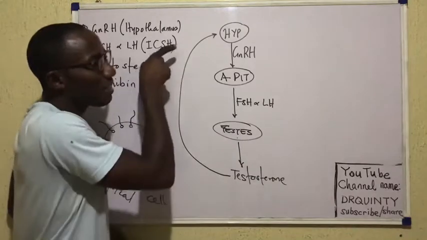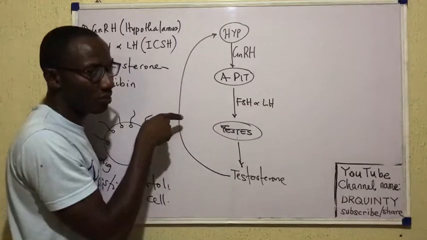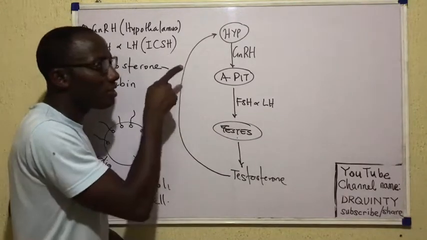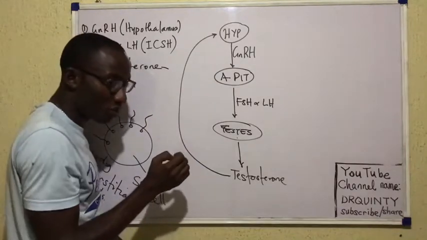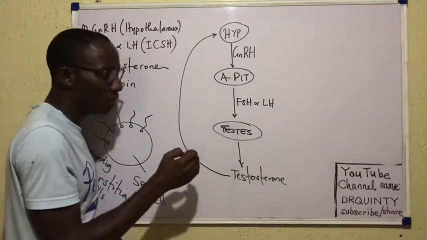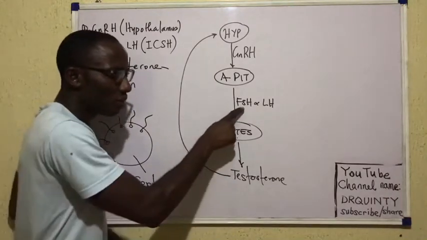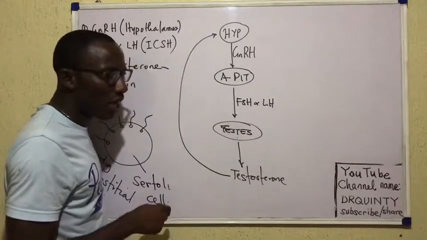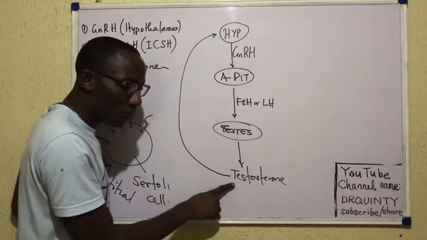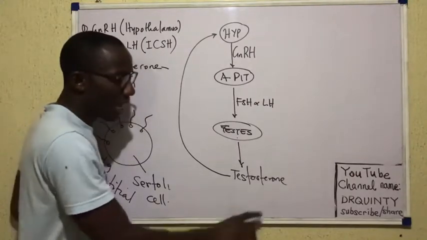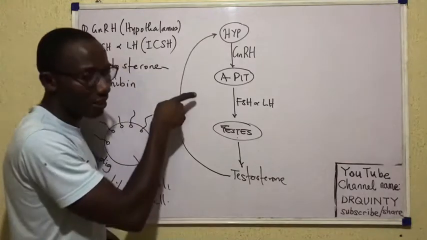By the time it inhibits the hypothalamus, GnRH is not released from the hypothalamus. And as GnRH is not released, or its release is reduced, then the anterior pituitary will also slow down on its release of FSH and LH. And with decreased stimulation of the testis, testosterone levels will drop and sperm production will also slow down. That is called a negative feedback.